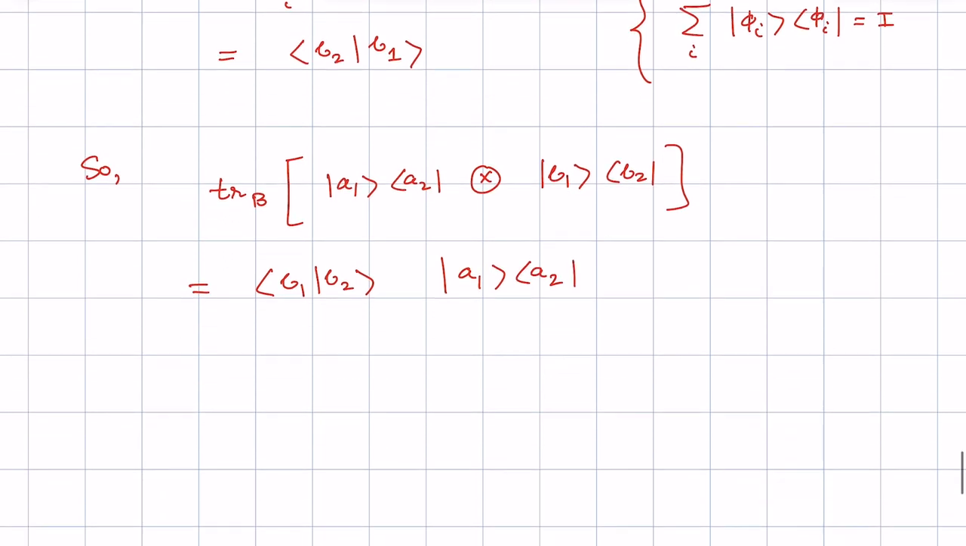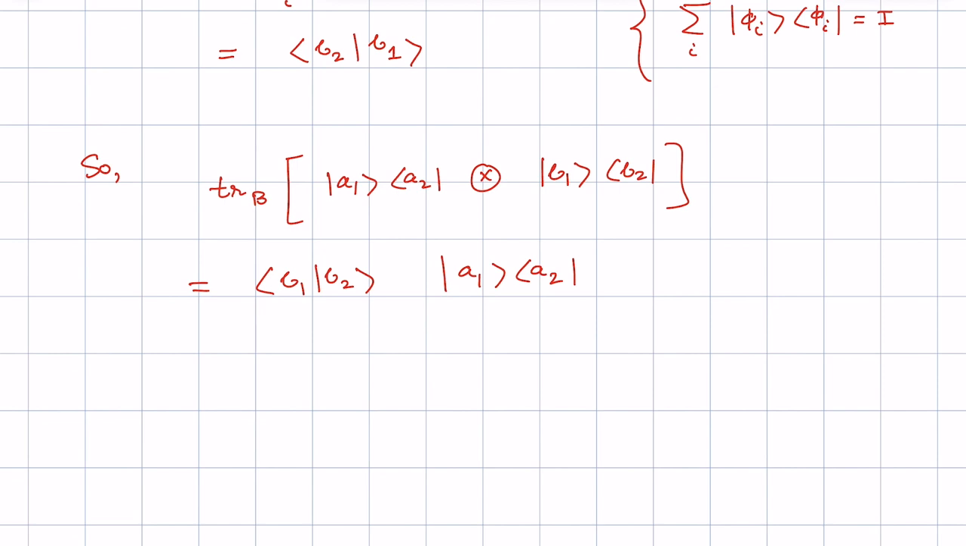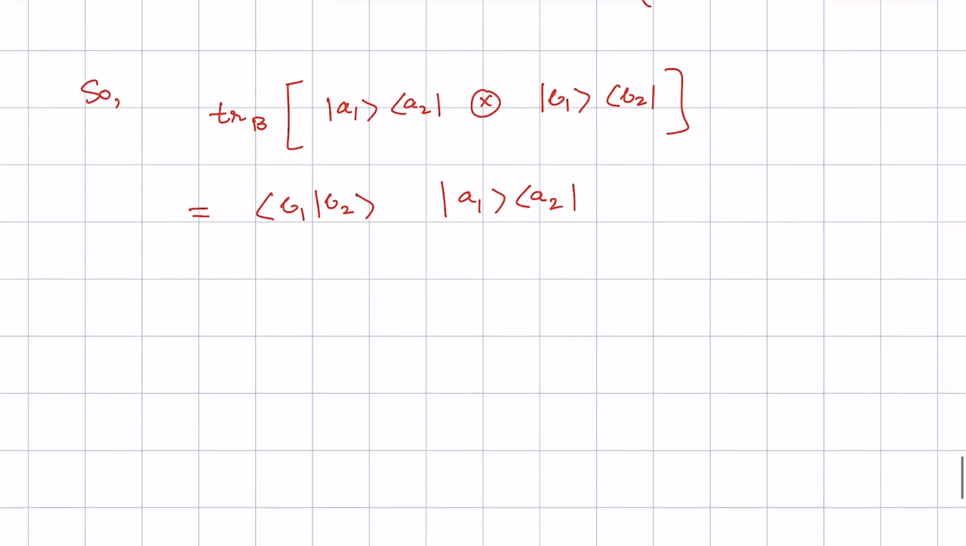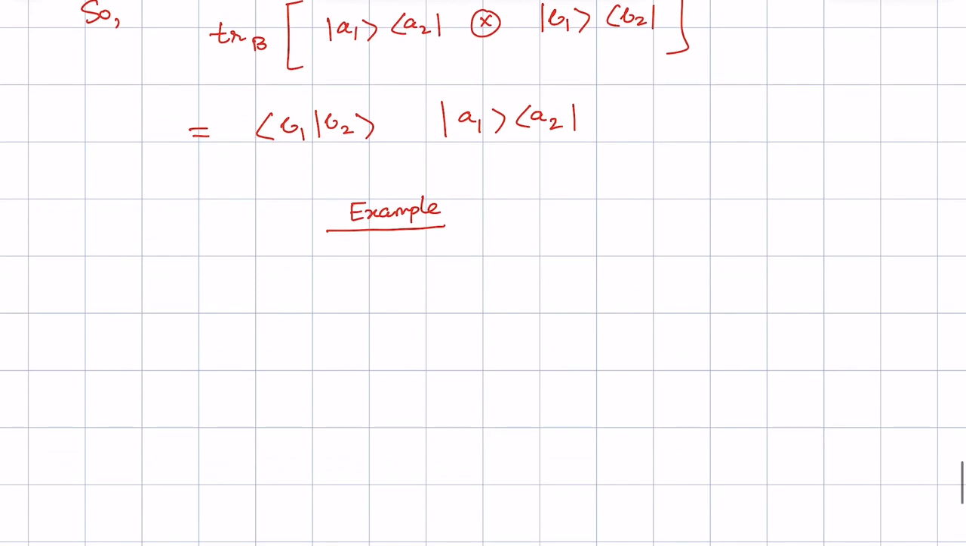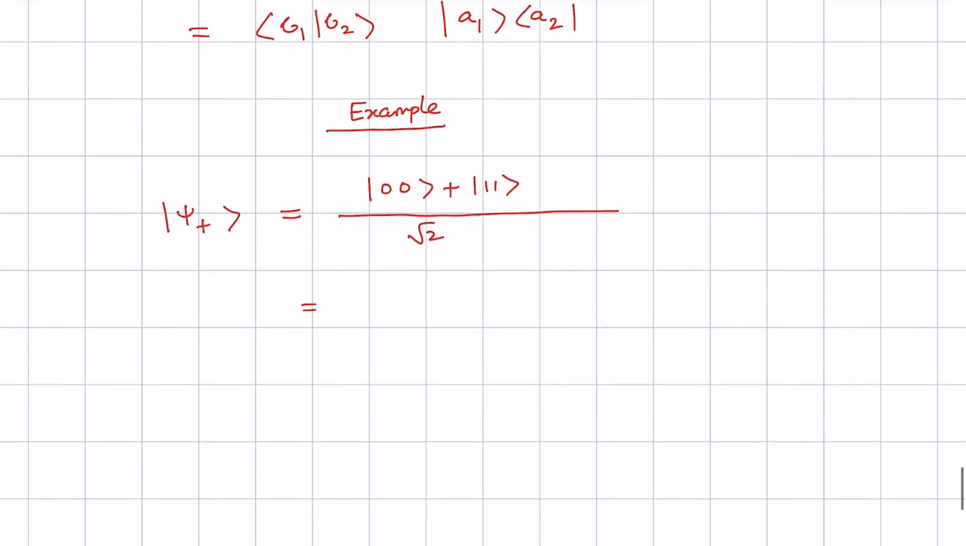So partial trace essentially averages out the effect of system B and extracts the properties of system A. To illustrate it, let me discuss an example, and to do that, let us consider a state specified by this state vector. It's a 2-qubit system I'm considering. So it is |00> plus |11> divided by root 2. It is basically a shortened notation.